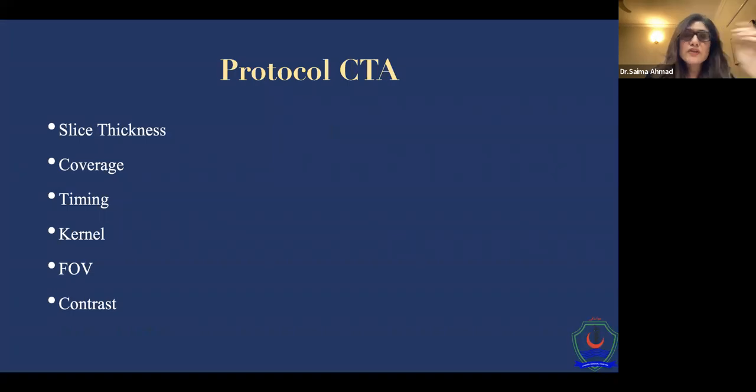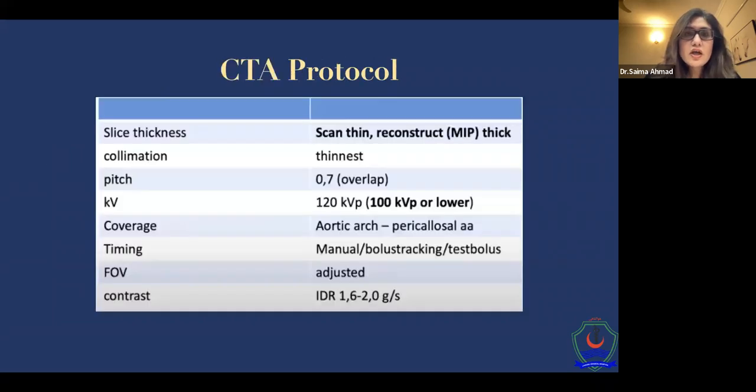When you are going to perform the CTA, you should know the very good protocol of the CTA, and you always optimize the protocol of the CTA if you want to look at any of these acute stroke imaging. So the protocol is about the slice thickness, about the coverage, timing, and the kernel, FOV, and the contrast.